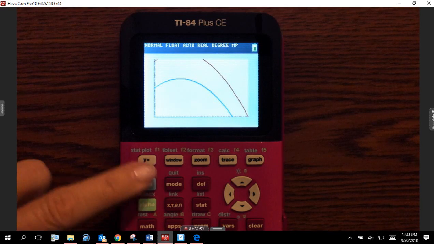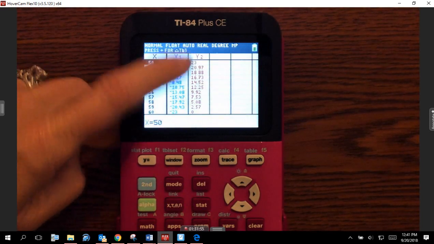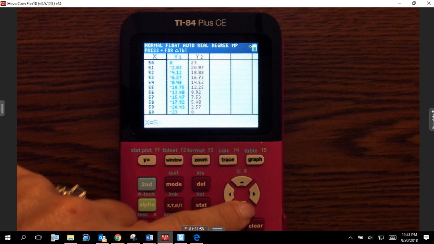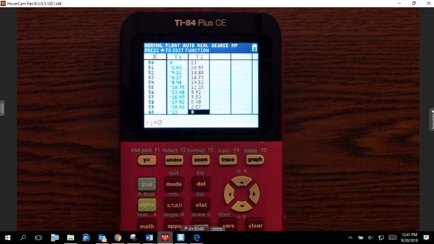but we can be sure by looking at our table. So we go back to our table. Now you're going to see your y1 and your y2. So if I go to 60 on the x, look at my second equation now. It's hitting at 0 for the y. So then we can confirm it.